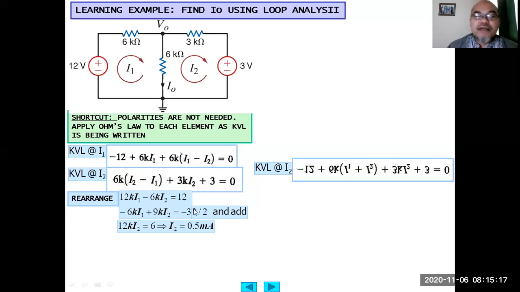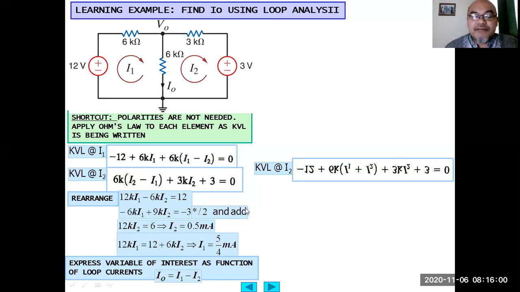Then 12 plus minus 6 equals 6. So 12 kilo I2 equals 6, and I2 equals 6 divided by 12 kilo, or half a milliampere. Okay, so from here we can calculate I1 as well. So 12K I1 equals 12 plus 6K I2. And then we substitute I2 with 0.5 milliampere here, and we obtain I1 equals 5/4 milliampere.